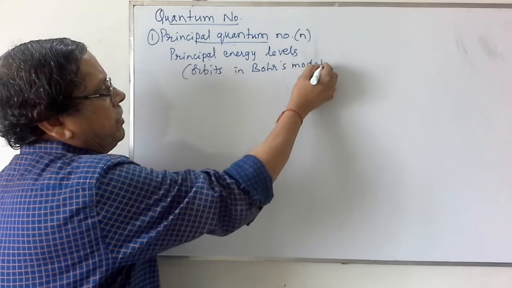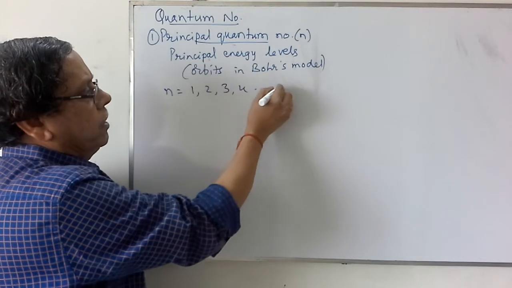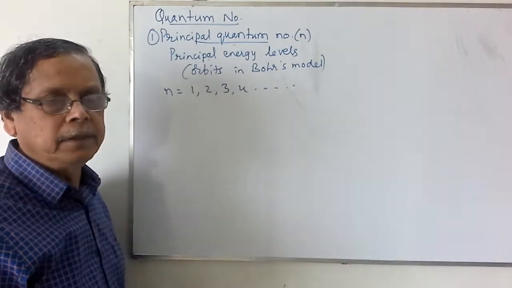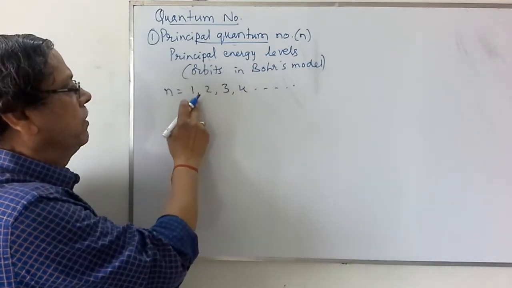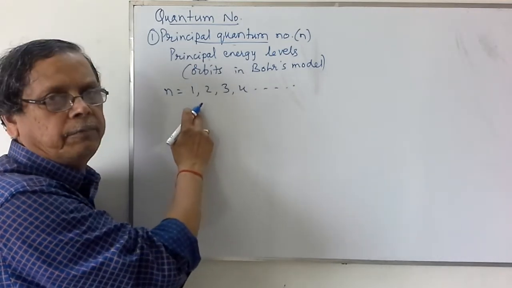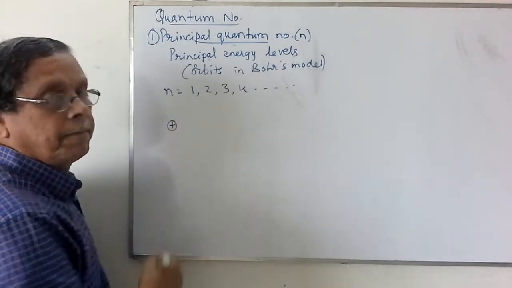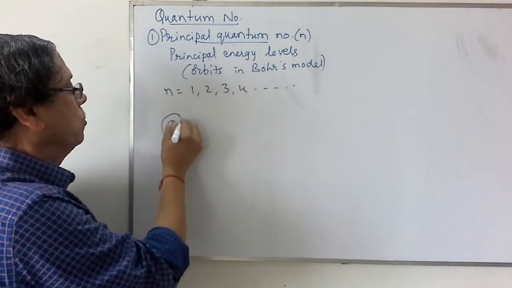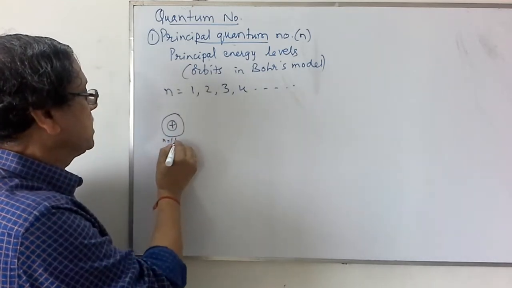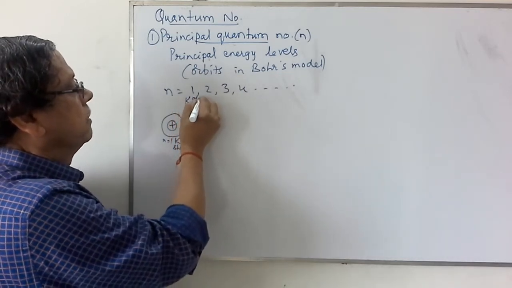So these can have the values of 1, 2, 3, 4, etc. The principal energy levels that are present in the atom are indicated by the number of the orbits, that is 1, 2, 3, 4, 5, starting from the inner orbit closer to the nucleus. Suppose I write this as the nucleus. The first orbit, very close to the nucleus, has n equal to 1, and we can also call it the K shell.